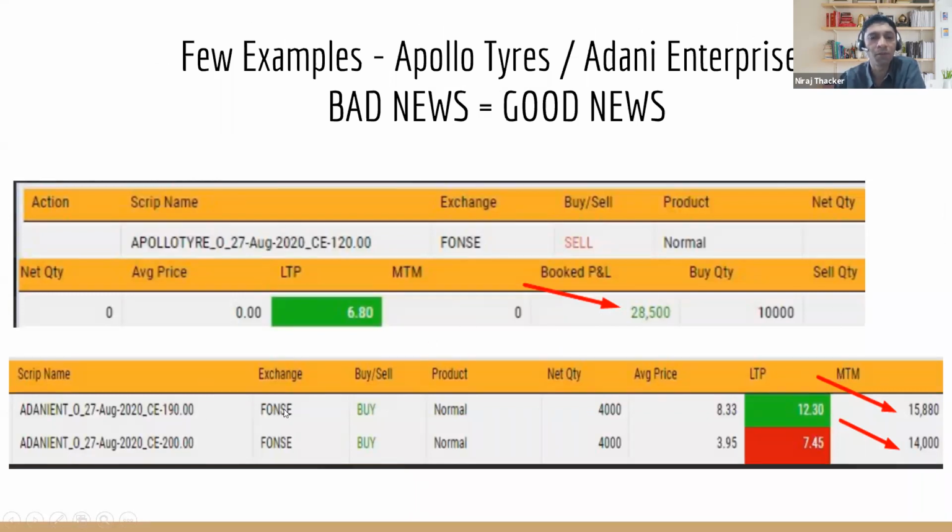Same was with Adani Enterprise. You can see the channel. We made another 30,000 rupees in Adani Enterprise. Before the result was bad, but stock was holding. So you bought calls like that. All this is posted in Telegram. Live.